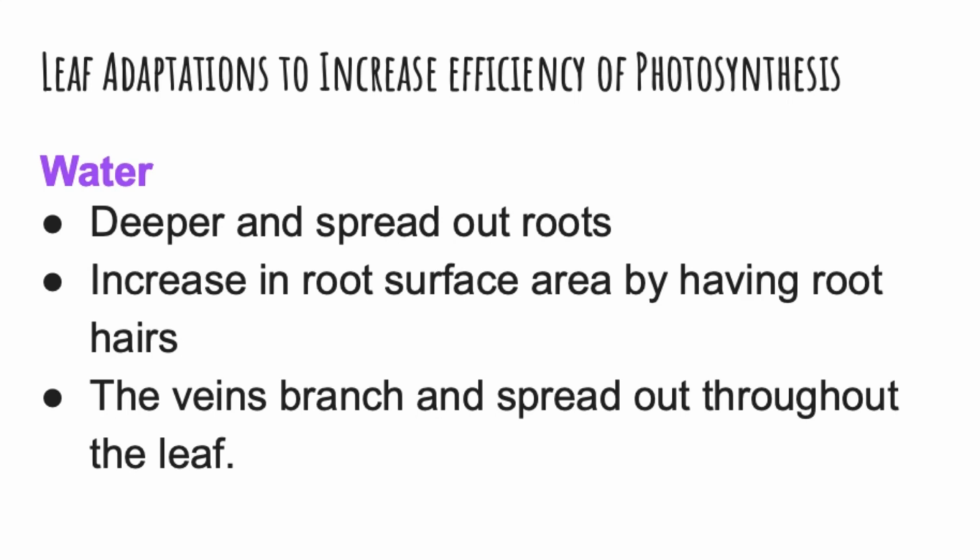Adaptations to increase efficiency of photosynthesis for water are deeper and spread out roots. If your parents plant trees or plants at home, you can see how the roots spread out so they can cover more area. There is an increase in root surface by having the root hairs. If you ask your mom for a root, you can see that on the root there are hairs sticking out. That is for the water to be absorbed. The veins branch and spread throughout the leaf.